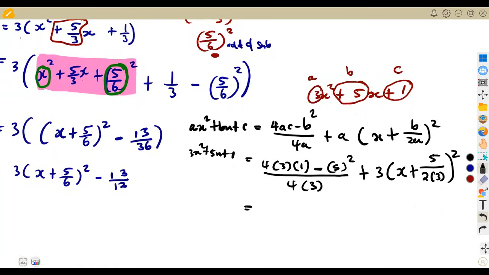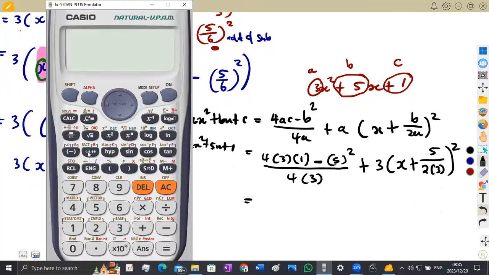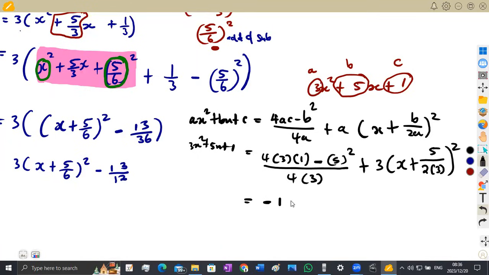Then from there, we can simplify what can be simplified on our calculator. Put a fraction, that will be 4 times 3 times 1. So that's 4, that's 1, guys, does not affect. Anyways, let's write minus 5 squared. So you're going to subtract 5 squared over 4 times 3, which is 12. That's minus 13 over 12. So this will be minus 13 over 12 plus 3 into the bracket of x plus, we simplify 5 over 2 times 3, which is 6. So this one is just going to be 5 over 6 squared.